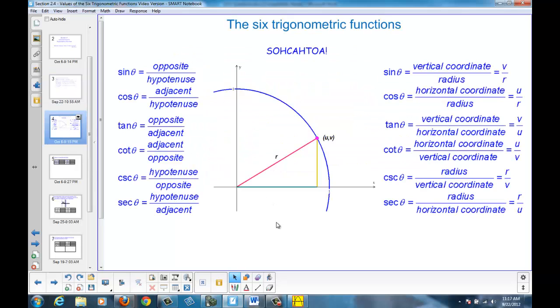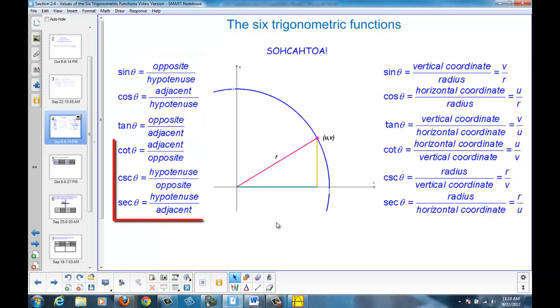Alright, here we go. The six trigonometric functions are the sine, cosine, tangent, cotangent, cosecant, and secant. Each of these trigonometric functions can be obtained by using ratios. That magic word you learned earlier, SOHCAHTOA, talks about the ratios for the sine, the cosine, and the tangent, where the sine is the opposite over the hypotenuse in a right triangle, the cosine is the adjacent over the hypotenuse, and the tangent is the opposite over the adjacent.